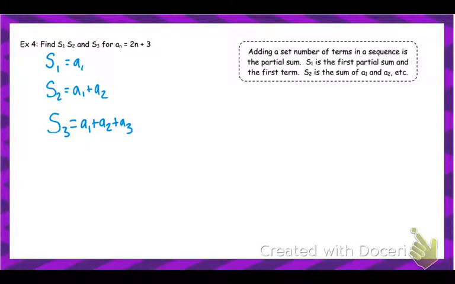So now let's actually find what those are. Well, let's find our terms. The first term, if I plug in 1, is 5. The second term is 7. And the third term is 9. So the first partial sum is 5. Second partial sum is 5 plus 7, which is 12. Third partial sum is 5 plus 7 plus 9, so 12 plus 9, which is 21. And those are our partial sums.